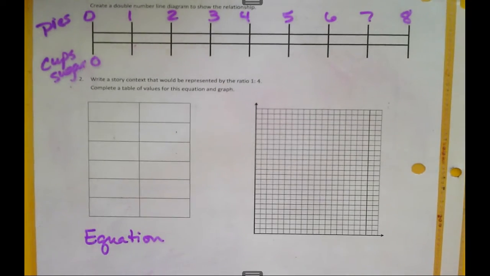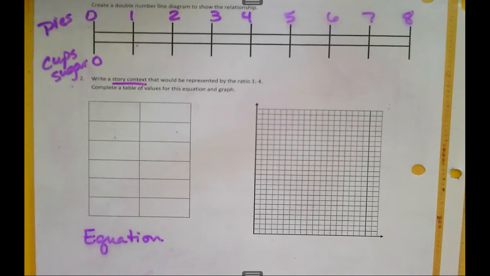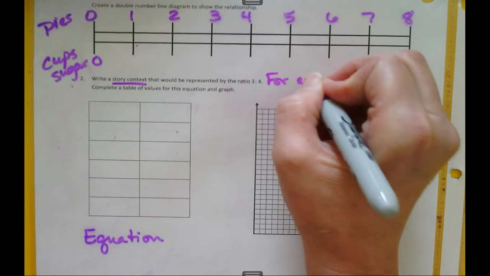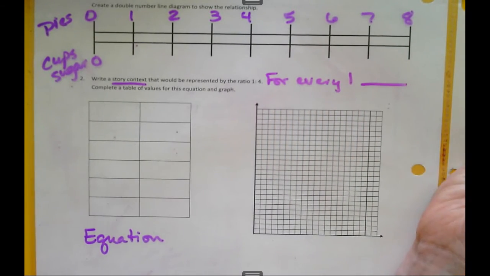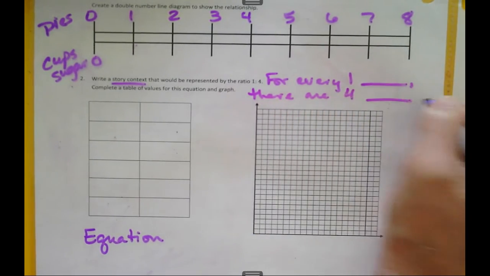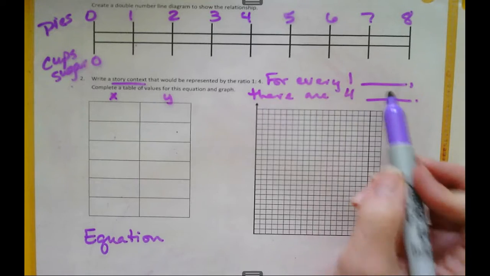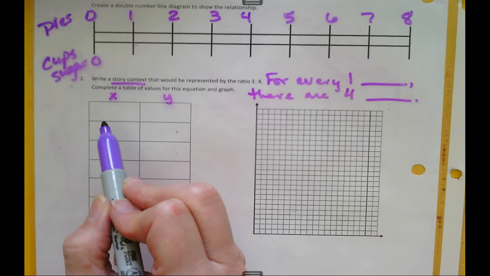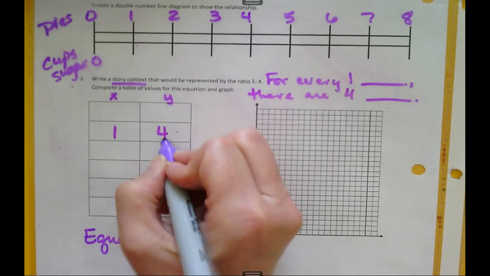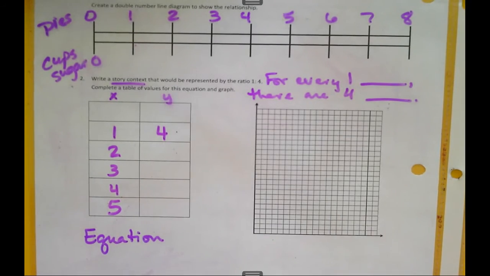On number 2, write a story context that would be represented by the ratio 1 to 4. So basically, you're going to write out a story problem that for every 1 something, there are 4 of what else? That's going to be your word problem. And then you're going to put the label, the x, whatever that item or measurement is, and the y, what is the measurement for that? And then we're going to have 1 to 4, and we're going to fill in just like that, and you're going to complete the table.